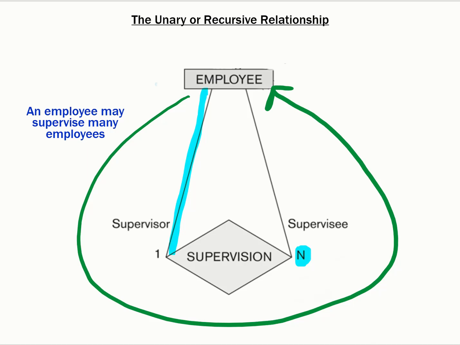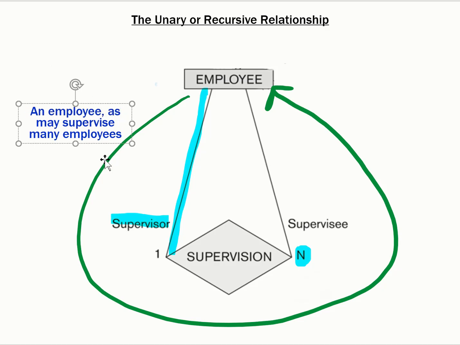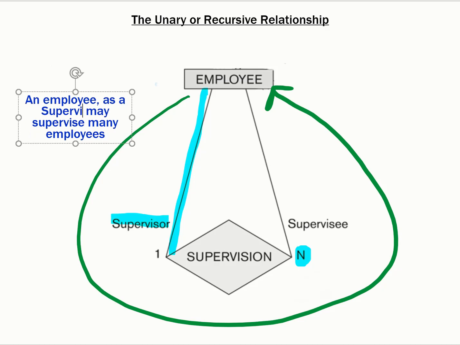Notice that there are words on each of the relationship lines to help us understand more the different roles of this recursive relationship. So we have supervisor here. Supervisor is closest to the subject of the sentence. How that would change our sentence would be, as in a positive in English grammar, we would say an employee as a supervisor may supervise many employees.